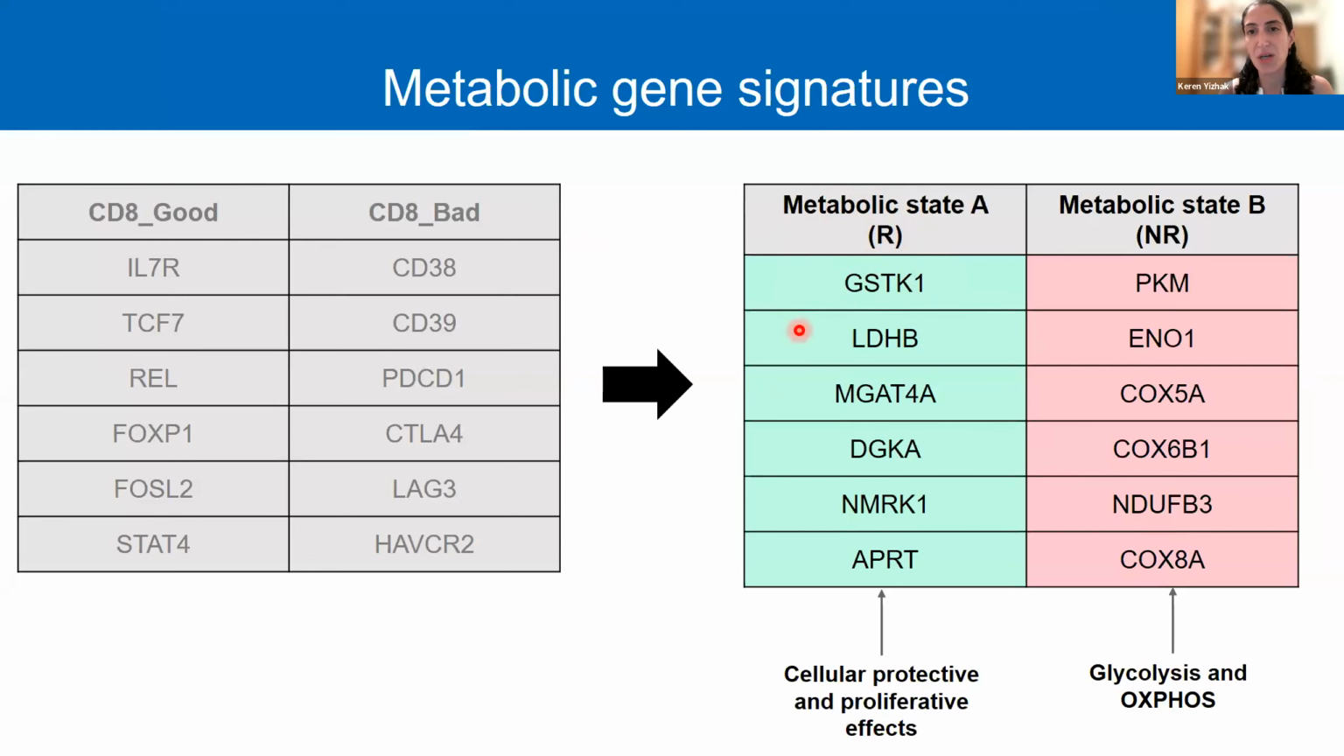For example, GSTK1 is in charge of detoxification functions in the cell. LDHB imports lactate into the cell, and by that reduces the acidity of the environment. NMRK1 generates NAD, which is important again for T cell activation and differentiation, and so on and so forth.